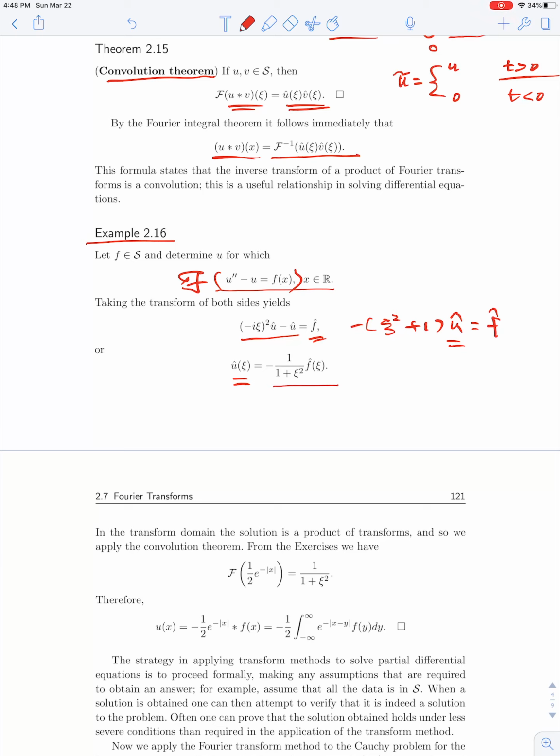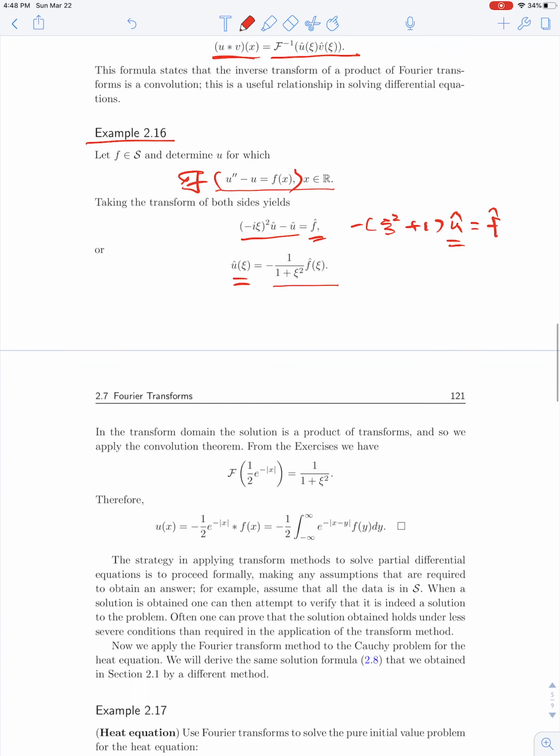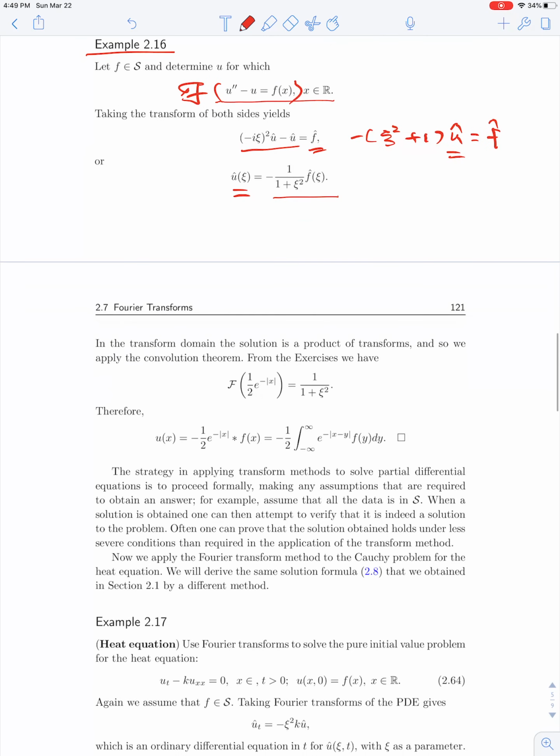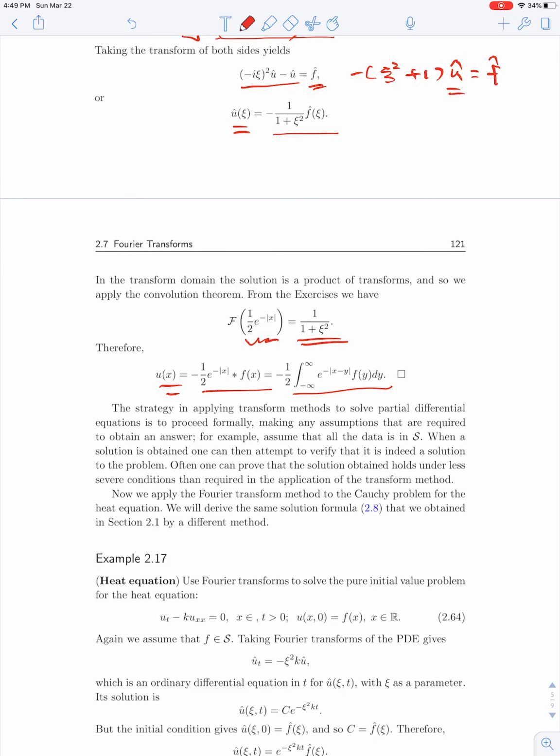Now this is a product on the Fourier transform side. Therefore, on the original function side, it should be a convolution. You are going to do this in exercise number 2, and you know that the inverse Fourier transform of 1 over 1 plus c squared is this function. So the solution is the convolution of this, and that is the way to write a convolution. That is how we have this example.